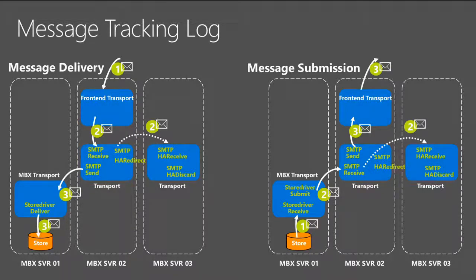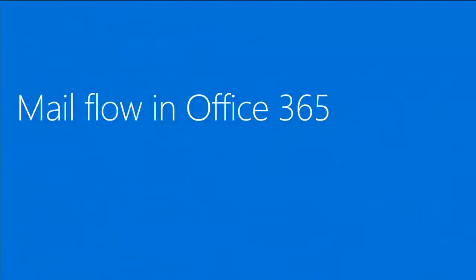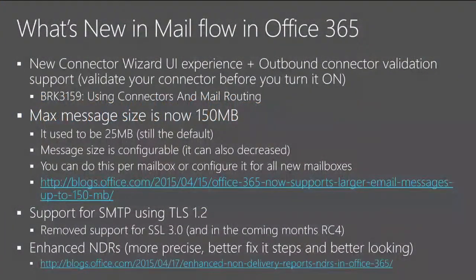That's when you notice that again, I've put twice because before we receive the message, the transport service, whether you receive it from the internet or from mailbox submission, without a shadow, it's not going to accept that mail. So you'll see an SMTP HA redirect, followed by an SMTP HA receive on the shadow server. And finally, you'll notice that SMTP send, sending that mail out. So that's message tracking. So let's talk a little bit about mail flow in Office 365 at this point.